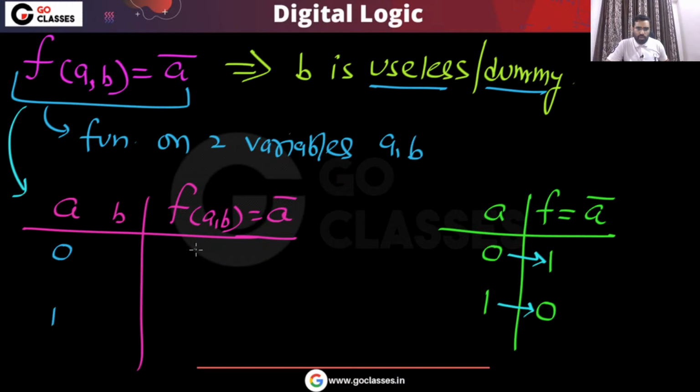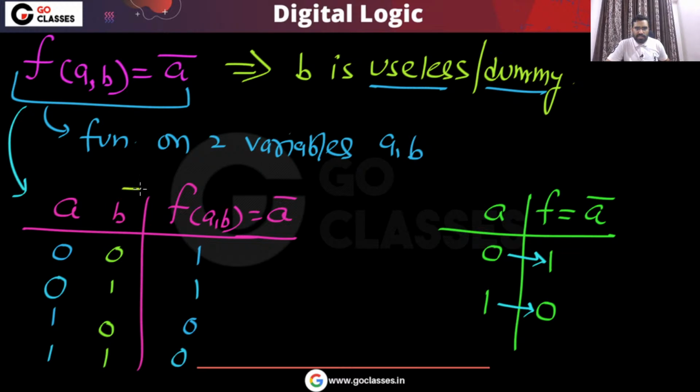If variable a is 0, then the function will be 1. If variable a is 1, then the function will be 0. Now notice that this will not depend on b, so it does not matter what the value of b is. As long as a is 0, the function will be 1. As long as a is 1, the function will be 0.